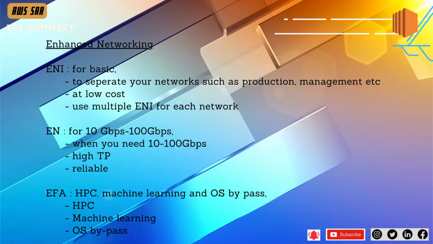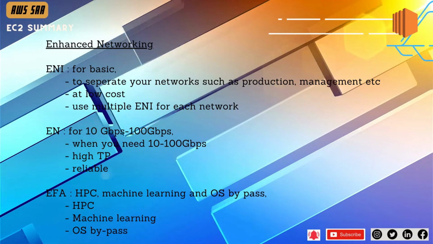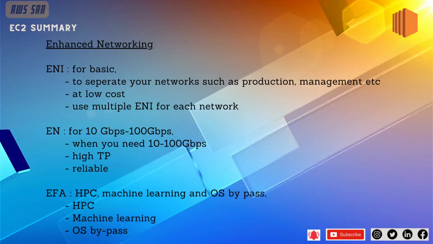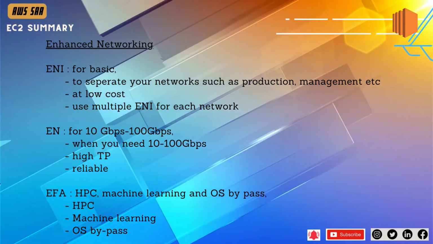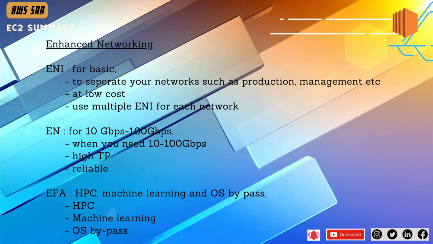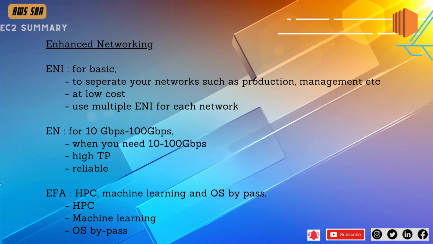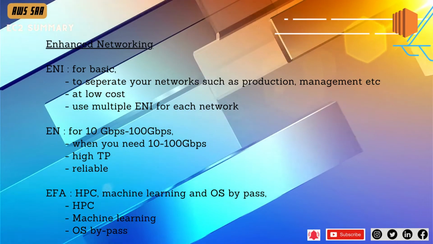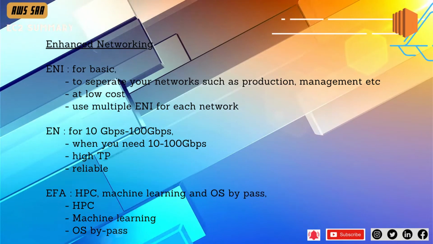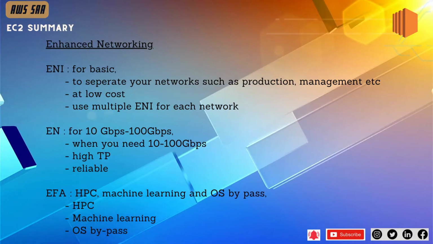Enhanced networking. We use three options: Elastic Network Interface, Elastic Network, and Elastic Fabric Adapter. ENI is used for very basic needs in enhanced networking. You can separate your network from production to management, etc. You can do that at low cost, and you use multiple ENI for each network.